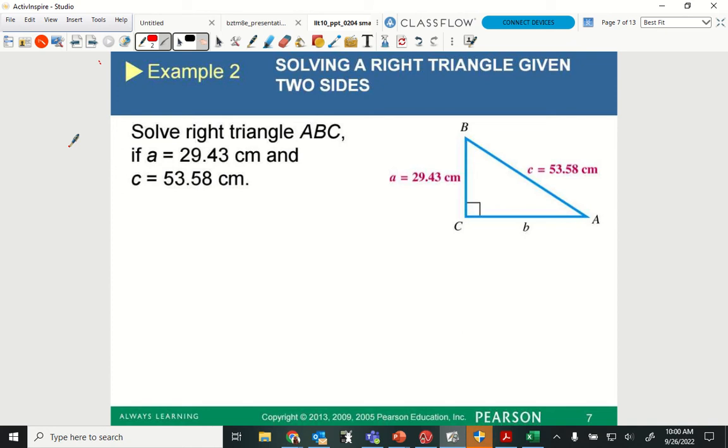Okay, so look carefully at what we have. We have little a and little c. So I'm going to plug in, and it's going to be the regular Pythagorean theorem, which is a squared plus b squared equals c squared.